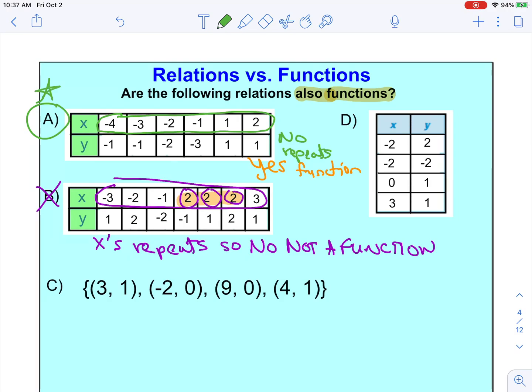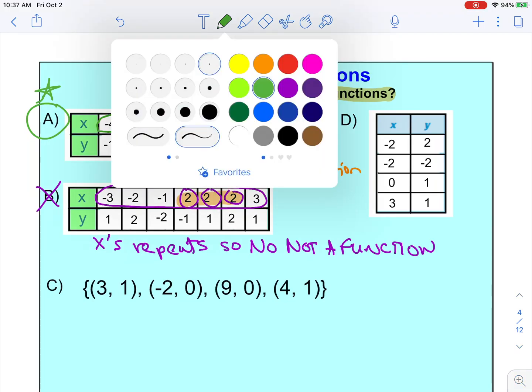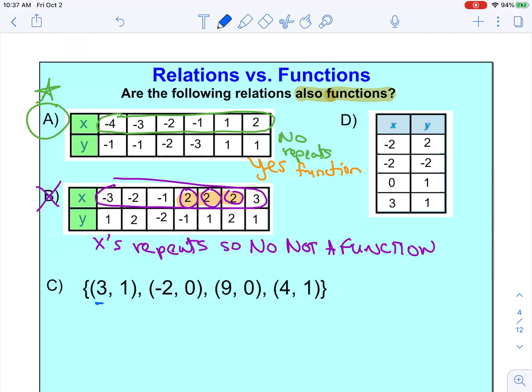Now we don't have it in a T table, but we still have a set of ordered pairs. So look at your x's: 3, -2, 9, 4. Do they repeat? No, they don't repeat, so no repeats. So it's a function. Okay, your turn. You try letter D.